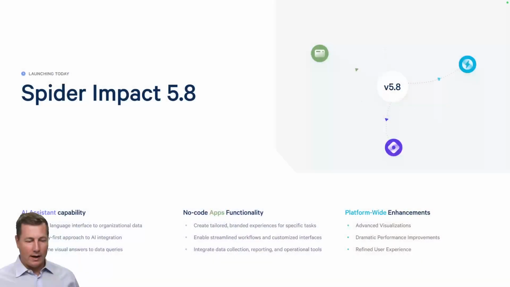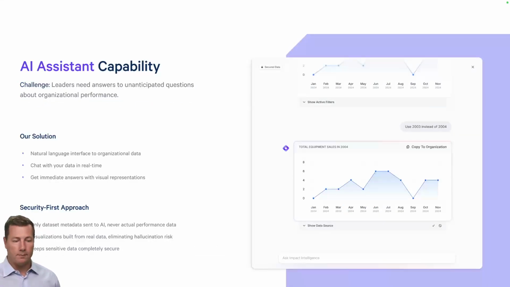I'm incredibly excited today to announce the release of Spider Impact 5.8. There are three new big types of functionality in the software. First is the AI assistant. Second is the no-code apps functionality. And third are platform-wide enhancements that make your life easier and add new functionality throughout the entire software.